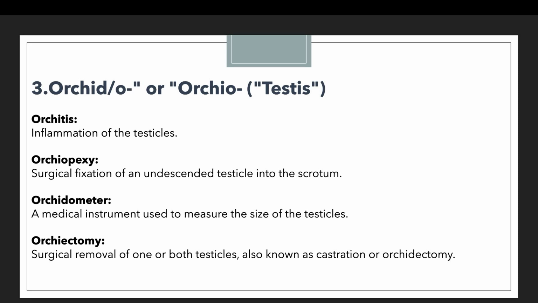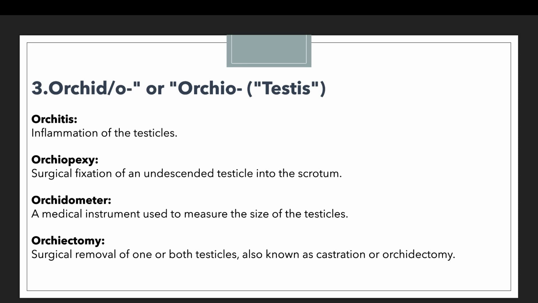Okay. In the third example, we are talking about the orchidometer. What is orchidometer? It is a medical instrument used to measure the size of the testicle. And in the fourth example, we are talking about orchioectomy. Orchioectomy means surgical removal of one or both testicles, also known as castration or orchidectomy. So if you look at all these examples, we find one common thing, which is testicle or testis. Everywhere we are talking about the testicles or testis.